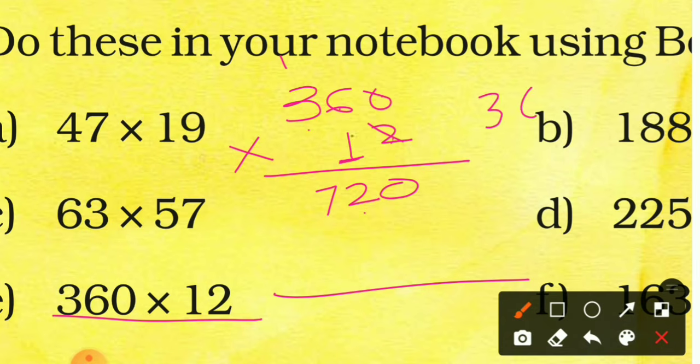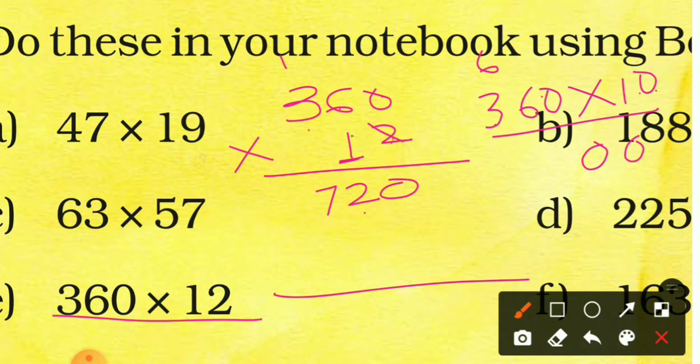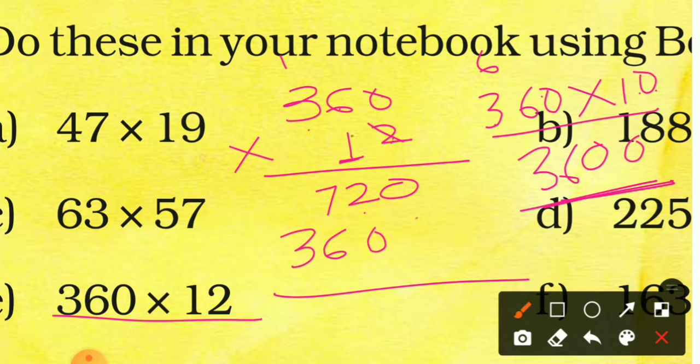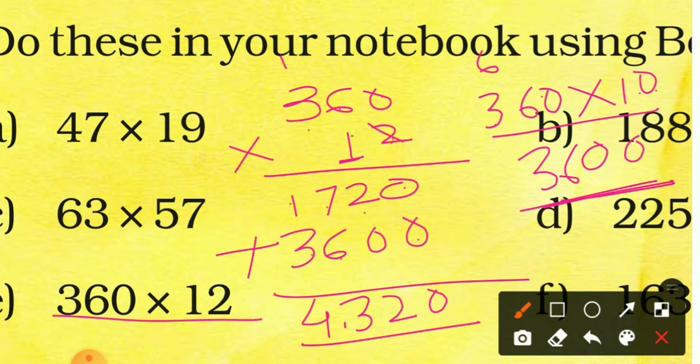So now 360, we will multiply with 10. So we will get 10 times 0 is 0, 10 times 6 is 60, 0, 6 will be carried, 10 times 3 is 30 plus 6, 36. So 3600. So write right here 3600. Now add all, 0 and 0 it is 0, 2 plus 0, 2, 7 plus 6, 13, 3 will be written here, 1 will be carried, 3 plus 1, 4, 4320. So this is the product.